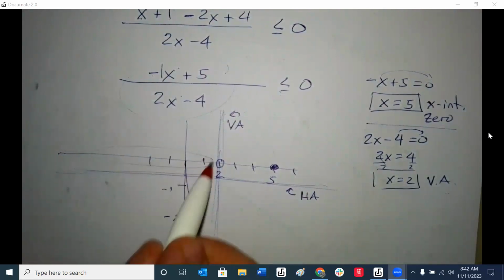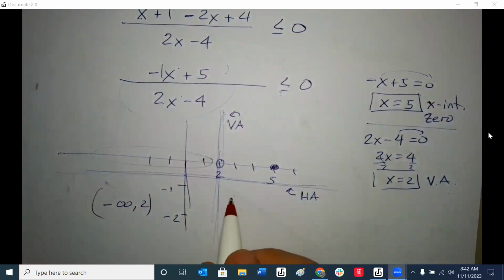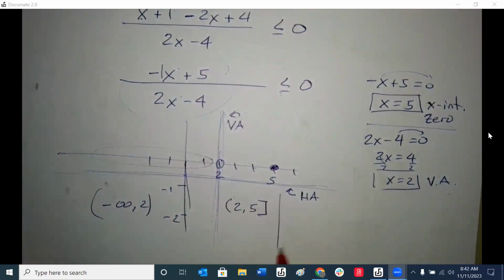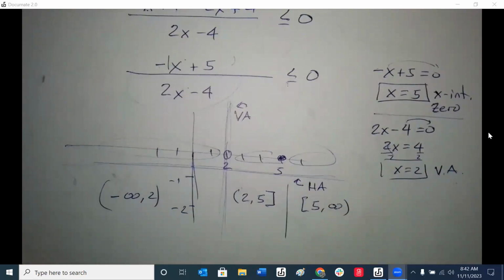So let's look at my intervals. I'm going from negative infinity to 2, from 2 to 5, and then from 5 to positive infinity. These are my intervals I'm looking at. My test value I'm going to use here, I'm going to use 0. If you can use 0, always use 0. I'm going to use 3 here. I'm going to use 6 there.